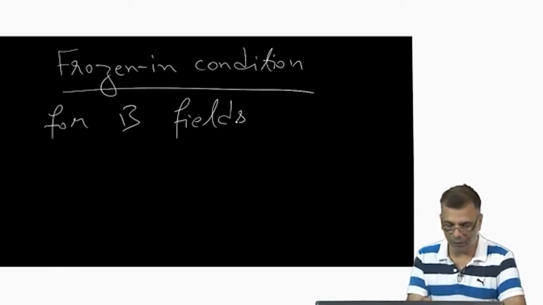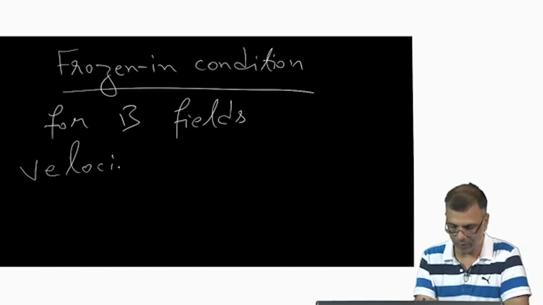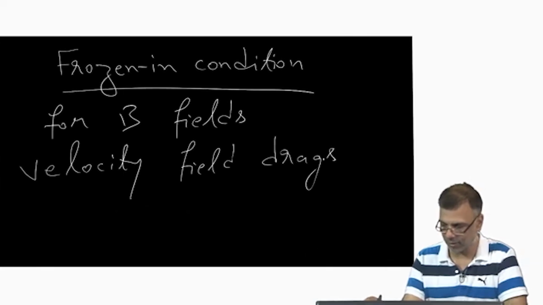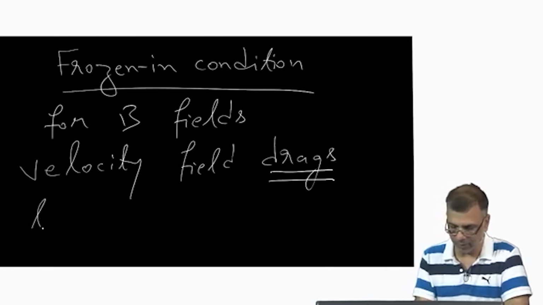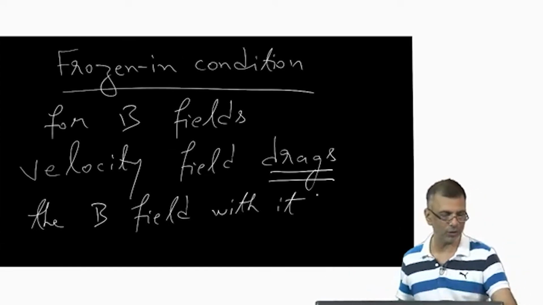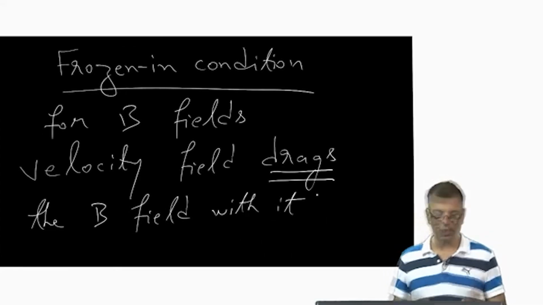In other words, the velocity field drags the B field with it. This is the essence of the frozen in condition. So, one tries to see what follows.